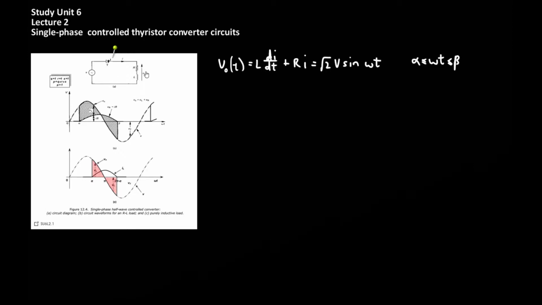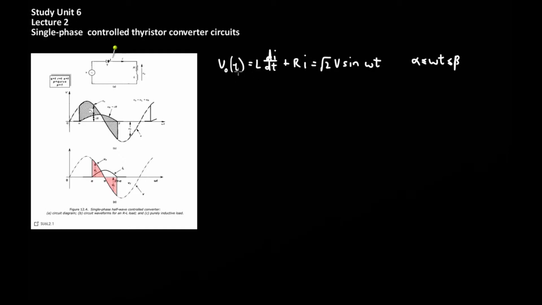So for this circuit, the output voltage can be generally expressed by writing down Kirchhoff's voltage law for the circuit. So the source voltage is equal to root 2 V sine omega t, and this is equal to the voltage which is present over each of the elements in the load. We assume that there is no voltage across the thyristor.